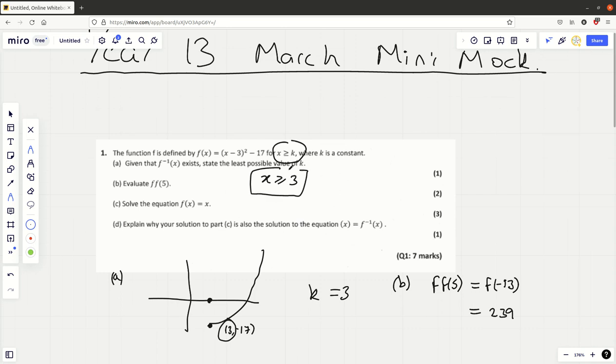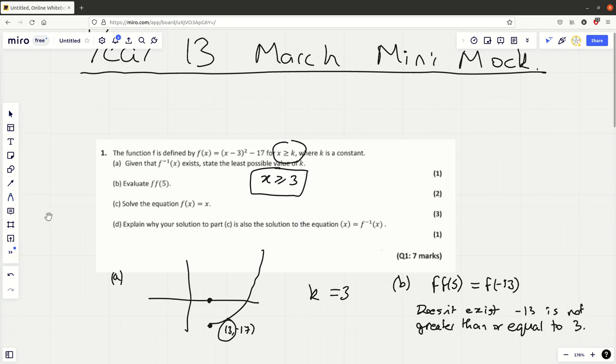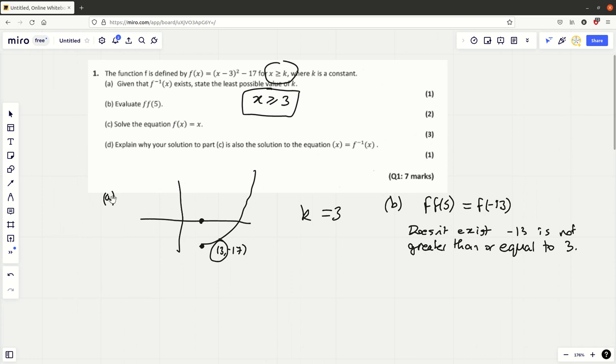Oh, I ignored this, didn't I? This is a catch. I feel like this is a bit of a stitch up, this question, really. What you've got to realise is that 239 is not the answer, because this function is only defined now for x greater than or equal to 3. So this doesn't exist, as minus 13 is not greater than or equal to 3. That's a real got ya, so watch out for that. I was about to say 239 as well, and I just saw at the last minute x is greater than or equal to 3.